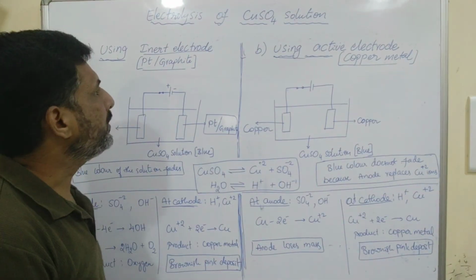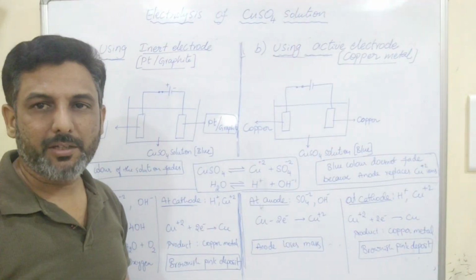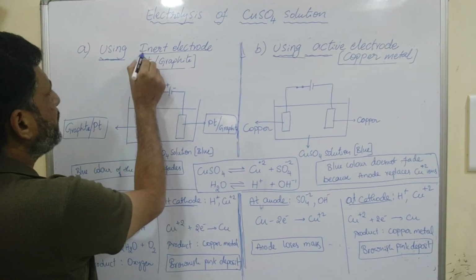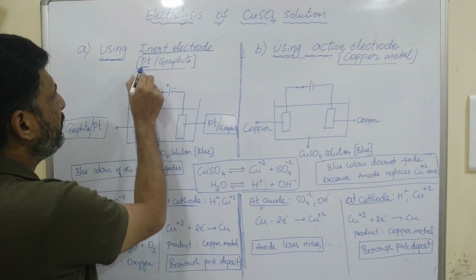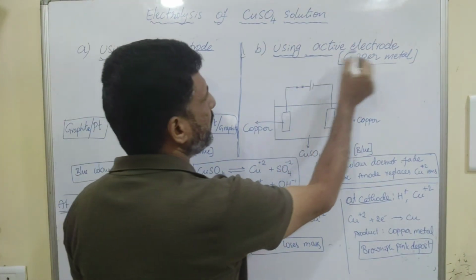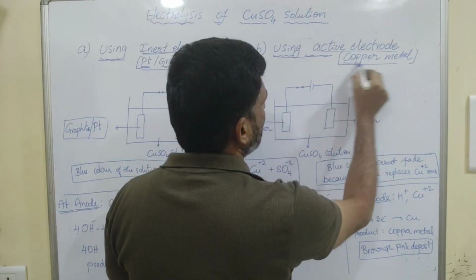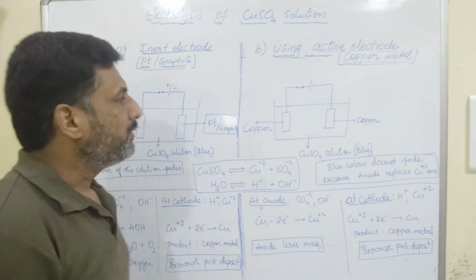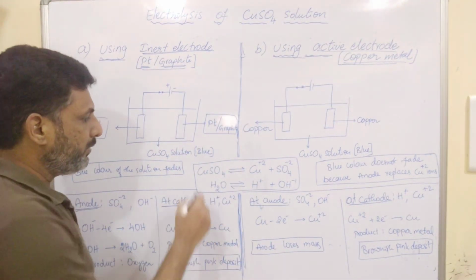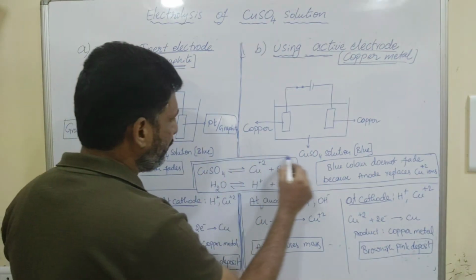Electrolysis of copper sulphate solution is carried out under two conditions. The first condition is by using inert electrodes, that means platinum or graphite. And in the second condition, we use active electrodes, that is copper metal. So whether you take inert electrode or active electrode, we are going to electrolyze aqueous solution of copper sulphate.